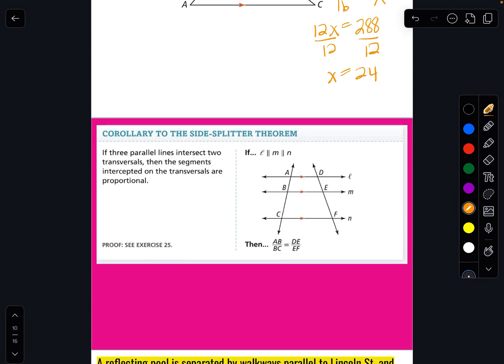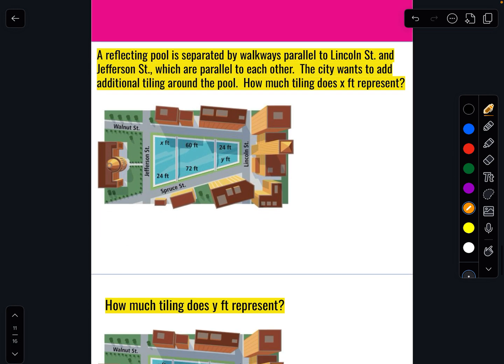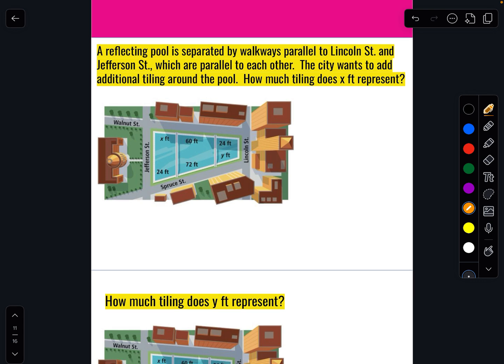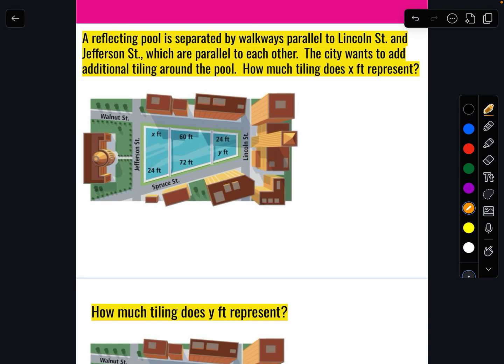We also know if 3 parallel lines intersect 2 transversals, then the segments intercepted on the transversals are proportional. So same type of thing, it's just that we don't have triangles here. A reflecting pool is separated by walkways parallel to Lincoln Street and Jefferson Street, which are parallel to each other. The city wants to add additional tiling around the pool. How much tiling does X feet represent?